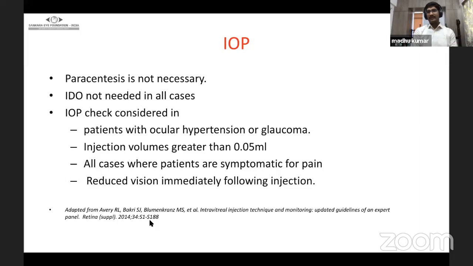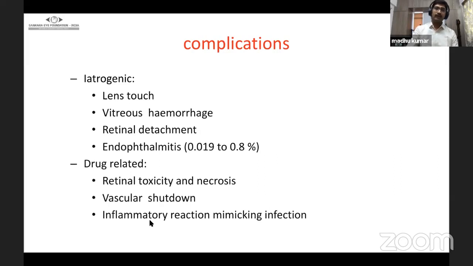In all cases where the patients are symptomatic with pain or reduced vision immediately following the injection, we need to dilate and look into the eye. Coming to the complications following intravitreal injections, the intraoperative ones can be iatrogenic: lens touch, vitreous hemorrhage, retinal detachment, and endophthalmitis. According to the literature, endophthalmitis is reported somewhere between 0.019 to 0.8%, which is in the Marina study. Most of it is less than one in 2000 injections.